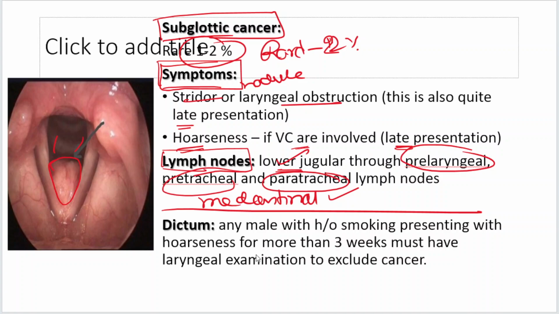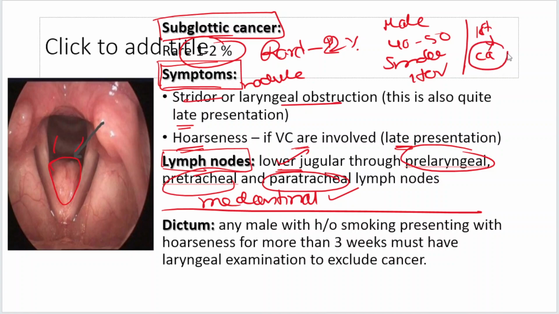Okay, now the dictum is, there are some things. Any male patient who is 40-50 years old, a smoker, presenting to you with hoarseness of voice, the first thing that comes to your mind is it is cancer. Unless and until proved otherwise, it is carcinoma. They should be male, in the age group of 40 to 70 years, and the patient is a smoker. This is a very important part.